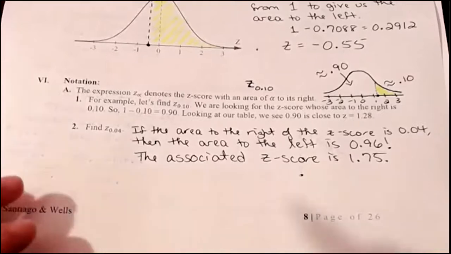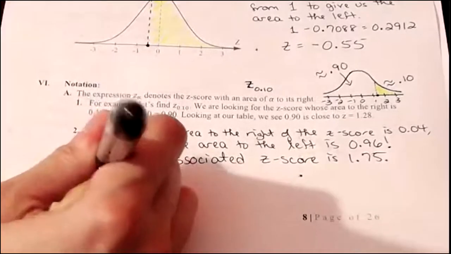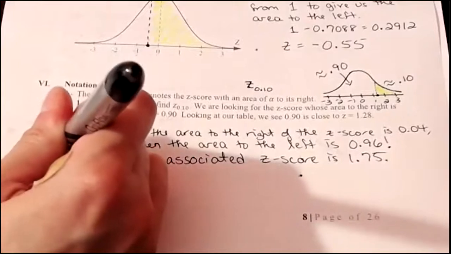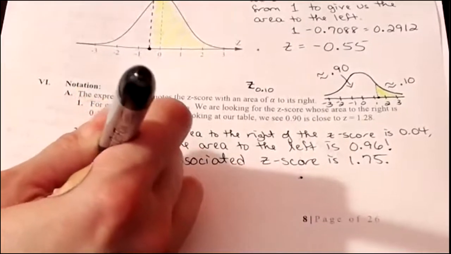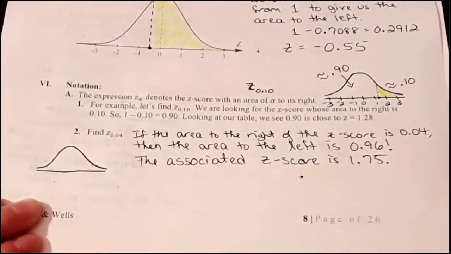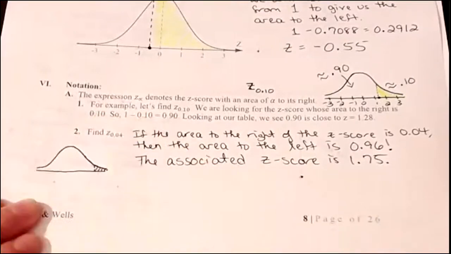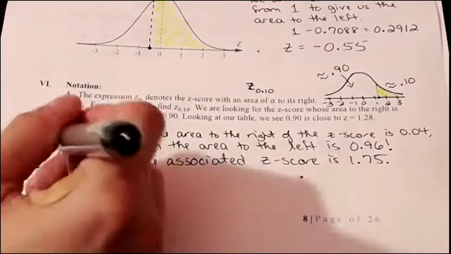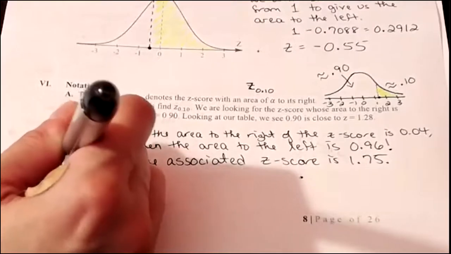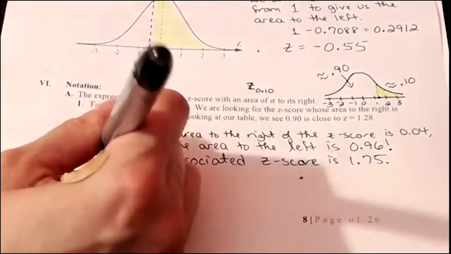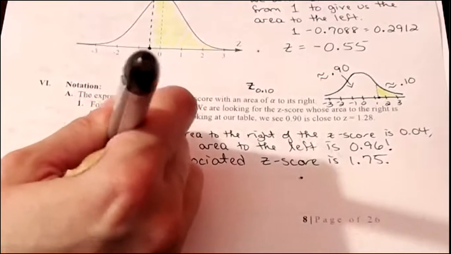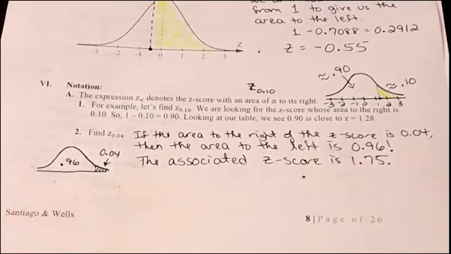If we drew a little visual again, you're welcome to do this. You don't have to if you don't want to, but visuals tend to help. We're essentially saying that we know the area to the right is 4%. So that's like this area right here. That's 4%, which means the area to the left is 96%, right? Or 0.96. So I'm going to write here that the area to the right was 0.04. The area to the left is 0.96. And that's what we were looking for since our table provides us the areas to the left of the z-score.